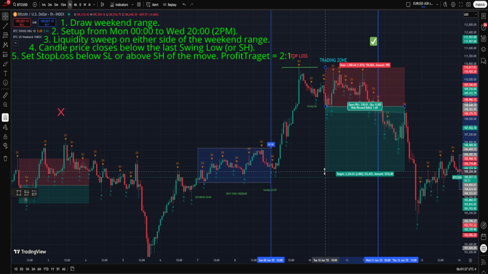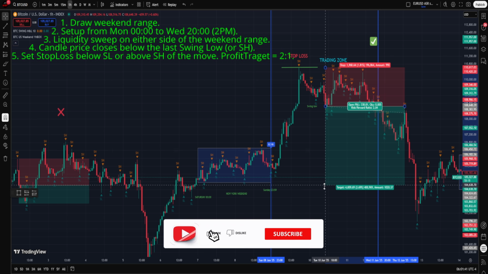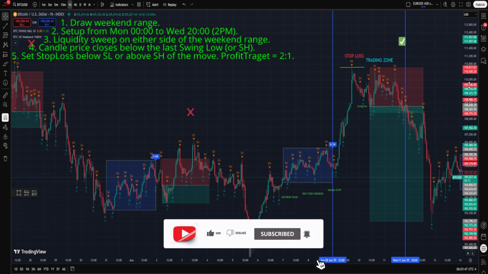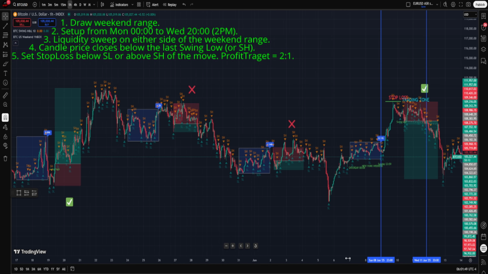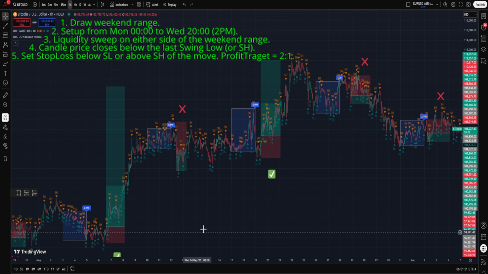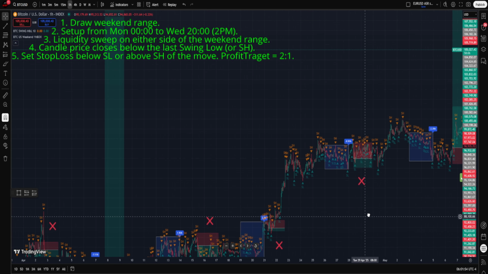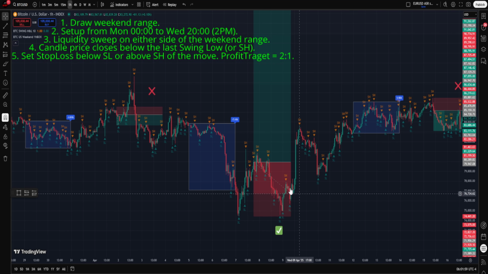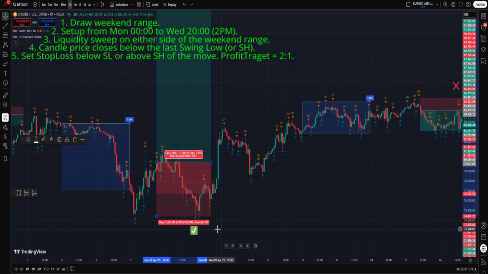My stop loss goes just above the swing high if short, or below the swing low if long. That's the invalidation of the idea. Target: I look for a minimum of 2R, but often I take a main portion at 2R and trail the rest behind. Structure, risk per trade: always 1% of account equity, no more.